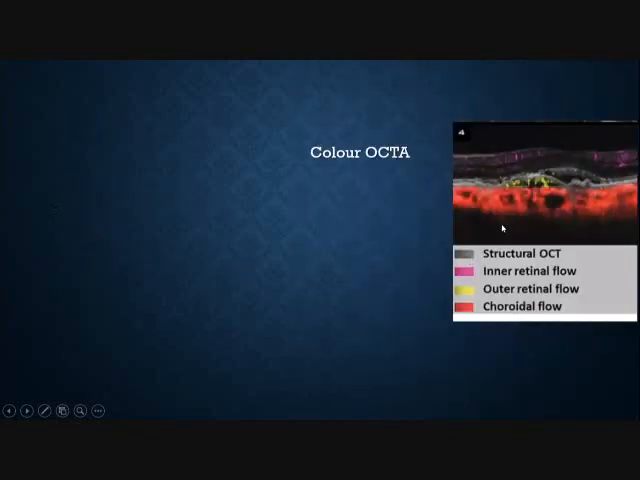So color OCTA is also an option available. So this is the inner retinal flow. Violet is inner retinal flow, and orangish is choroidal flow. And whenever there is flow in the retina, this is yellowish in color. So this is a choroidal neovascular membrane that has gone from the choroid through a break in the Bruch's membrane into the subretinal space, and it can go into the sub-RPE and subretinal space. So this is a thick choroid, and we have fluid in the subretinal space.